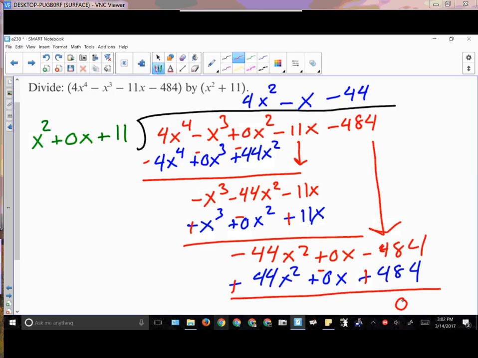So, the answer for this one is right here: 4x squared minus x minus 44. That is exactly what it is. Now, when we end up with a 0 on it, that means that this original polynomial up here is divisible by this. It's also classified as a factor of it. Okay. Questions?